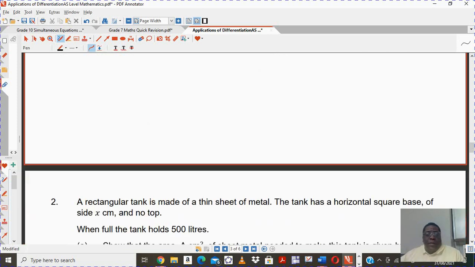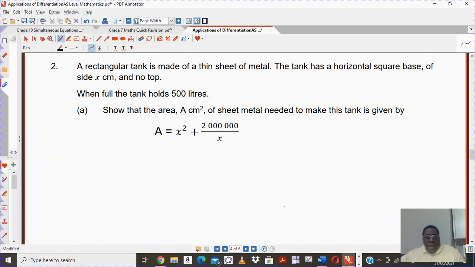Right, so we have got a second question. A rectangular tank is made of a thin sheet of metal. The tank has a horizontal square base and no top. This part is very important that you understand. When the tank is full, it holds 500 liters. We are supposed to show that the area is given as this particular expression.